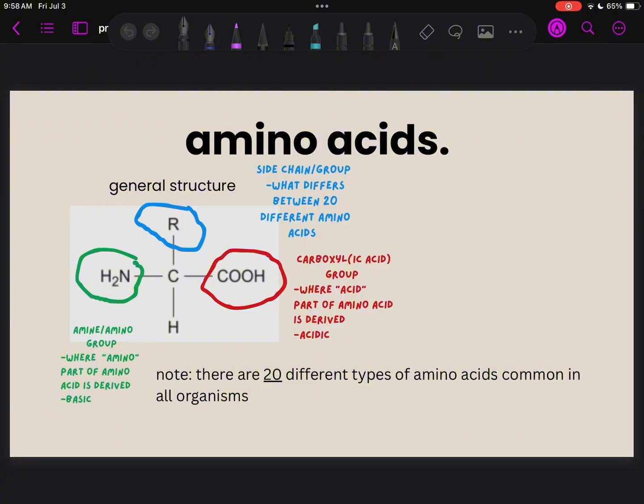The NH2, this is an amine/amino group. Once again, they essentially mean the same thing. On the specification, it is listed as an amine group though. And this is where the amino part of the amino acid is derived, and this is a basic group.